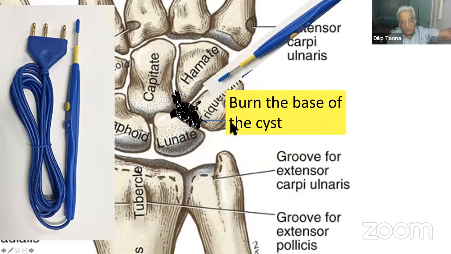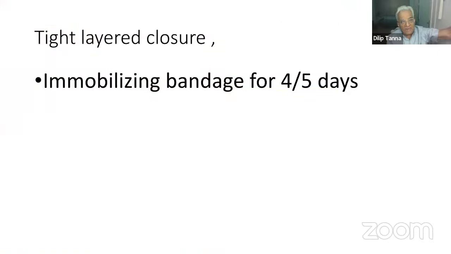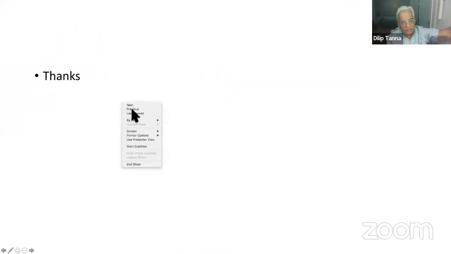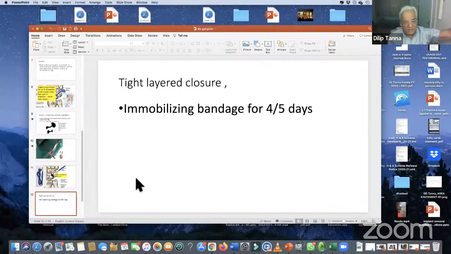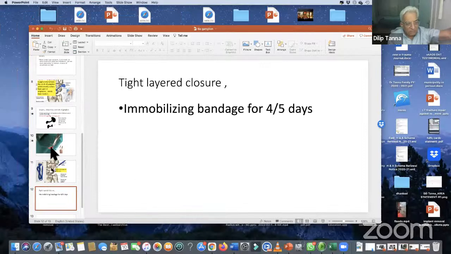So now you go to the bottom, excise the bottom, and now burn this area. So that if in case you have not been able to remove everything inside, once you burn this area, this is the area where the thing has come from. So once you burn this area, it is the final thing. It will not come back at all. Tight layer closure, immobilizing bandage for 4 or 5 days. And this is the only way in which you can treat ganglion. I'm saying this because I have tried it out. I've done it innumerable times.